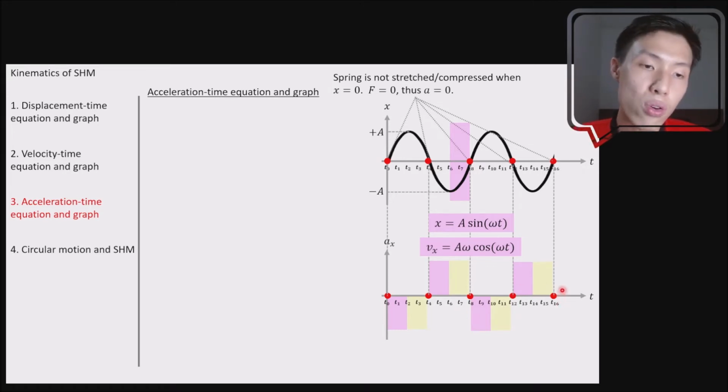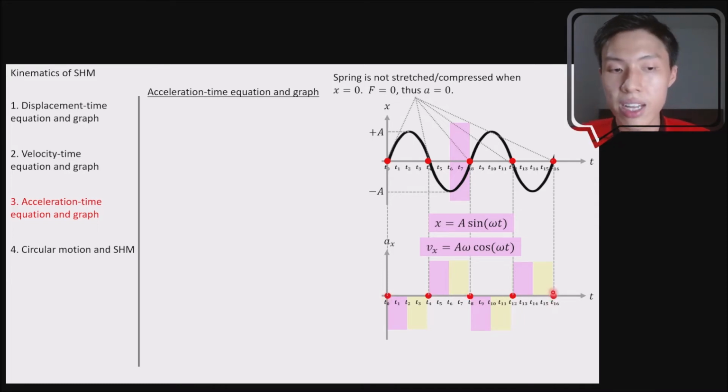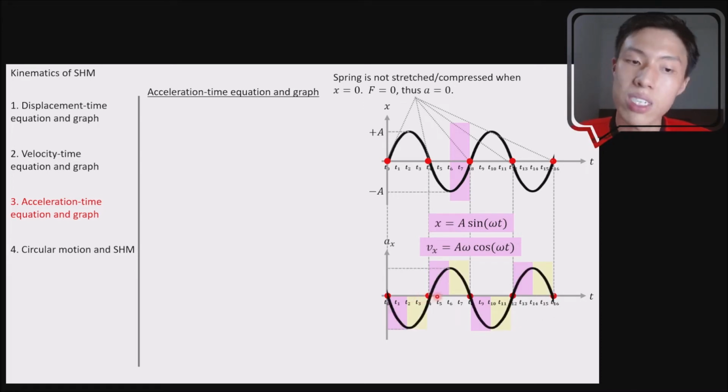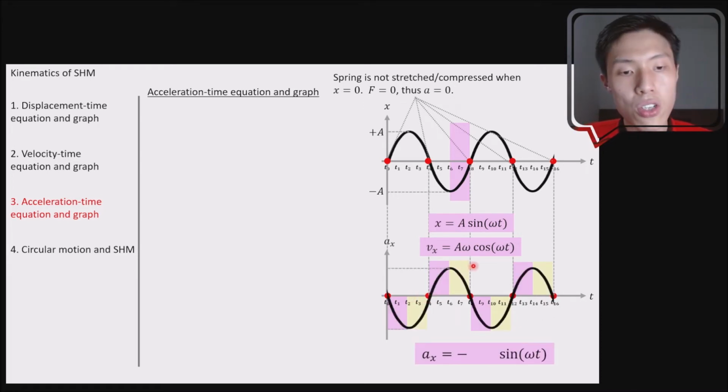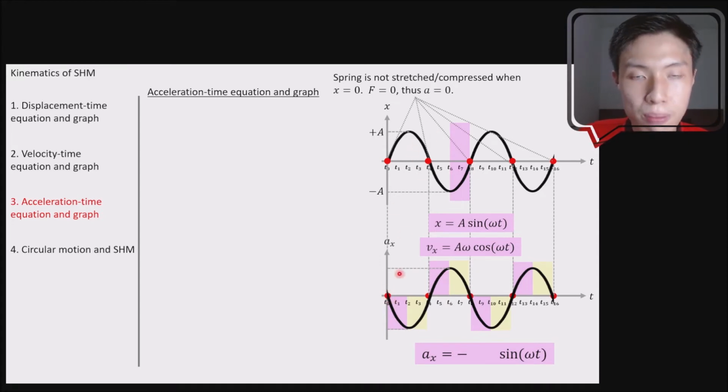Okay, so now if you know that the graph should be down, up, and you know that at these red dots over here, you have to have 0 acceleration at these moments, then if you use your logical deduction, you will know that the graph should look something like this. So if this is the shape of the acceleration time graph, you can see that this is a negative sine, because a normal sine will be something like this, and this is flipped vertically. That's why it's a negative sine curve. Therefore, your acceleration equation should be negative sine.